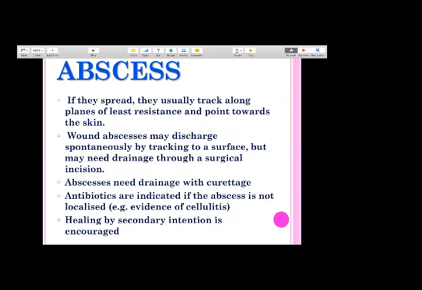Antibiotics are indicated if the abscess is not localized. If it's spreading within cells and tissues, so if there's evidence of cellulitis, then antibiotics are indicated as well. And healing by secondary intention is encouraged. Secondary intention means you leave the wound open. You don't suture it closed. You leave it open and dress the wound with any of the solutions you have, including Eusol, iodine, disinfectants. This is how you address the wound.